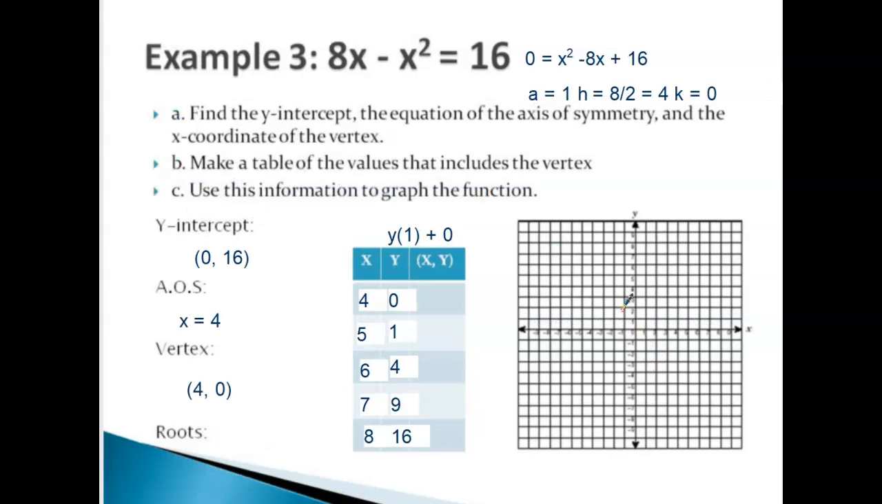Plotting these points, we have (4, 0), (5, 1), (6, 4), (7, 9), and obviously (8, 16) is way off the page, going up and over. With respect to the vertex being symmetric, we go to (3, 1), you have (2, 4), and we have (1, 9).